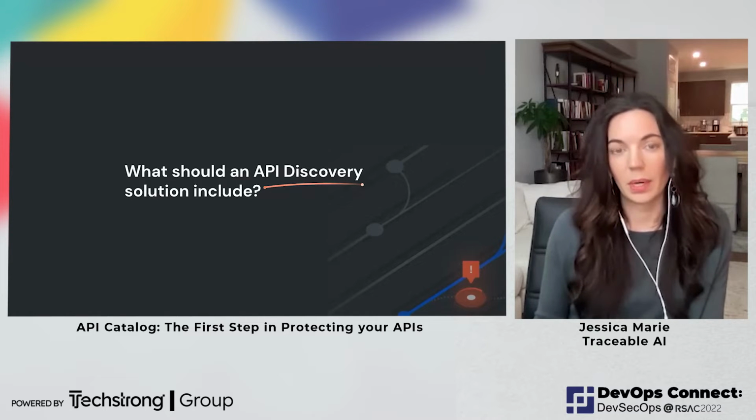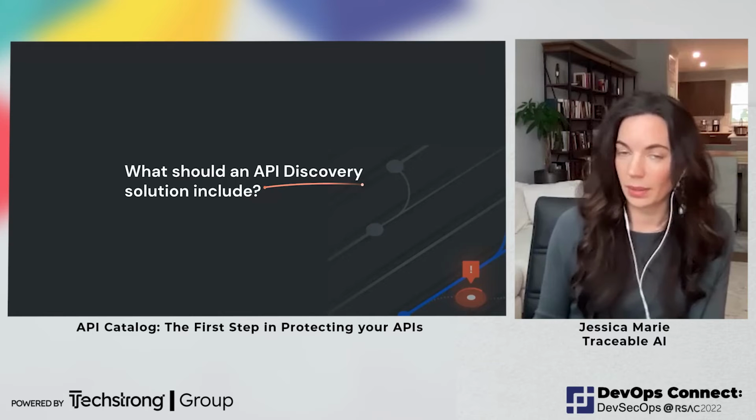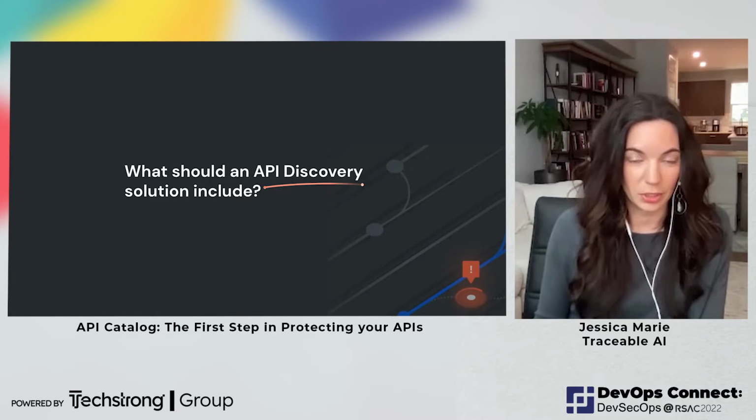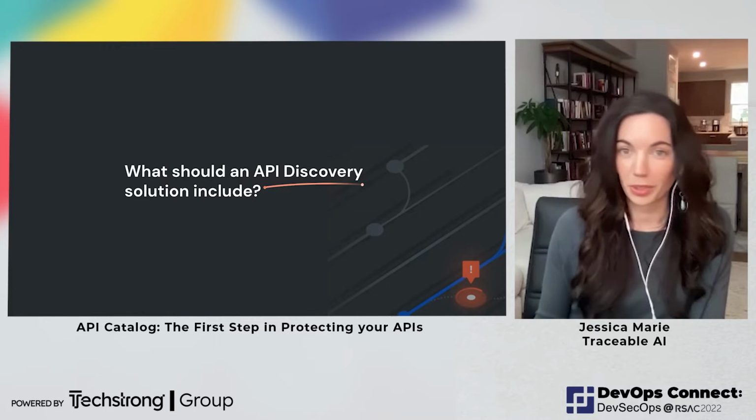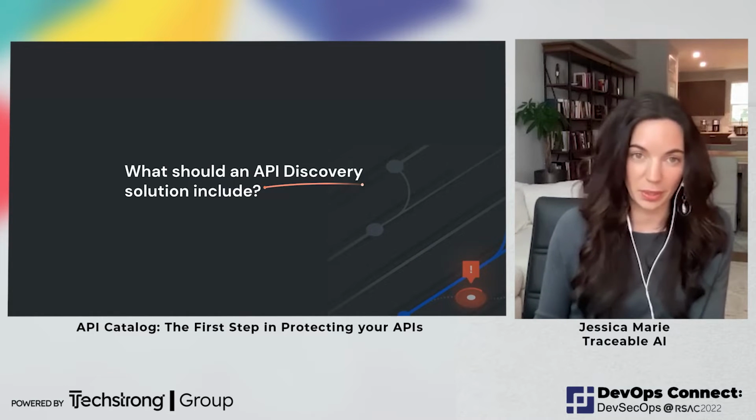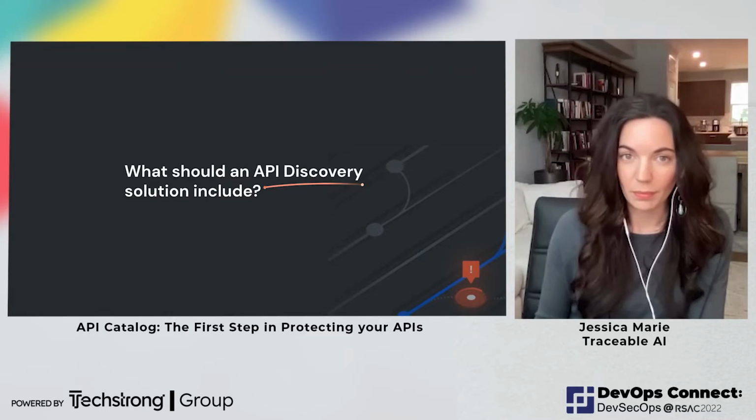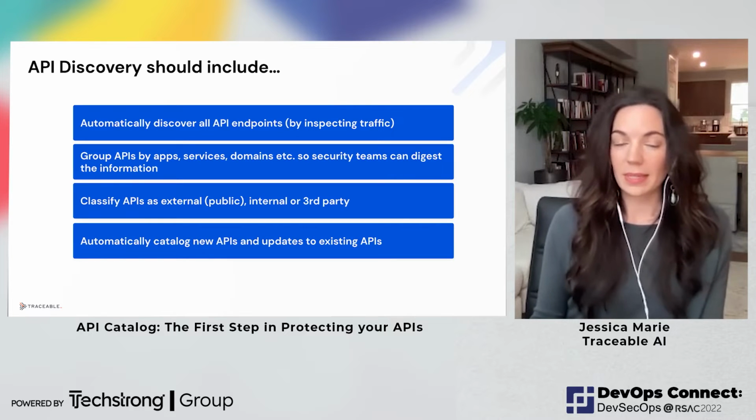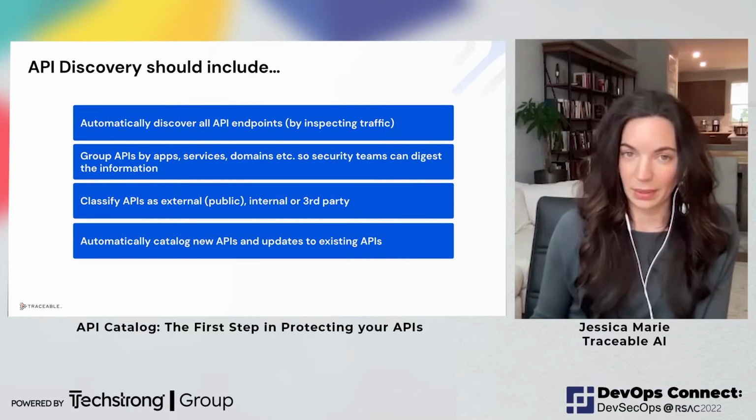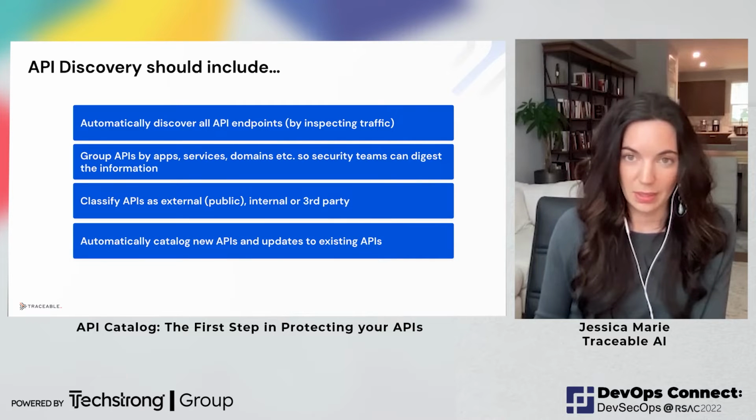Now let's talk about what you should look for in an API discovery solution. This information might be helpful as you embark on your journey in looking for API security platforms. So the first is really a given. You need to automatically discover all of your API endpoints.